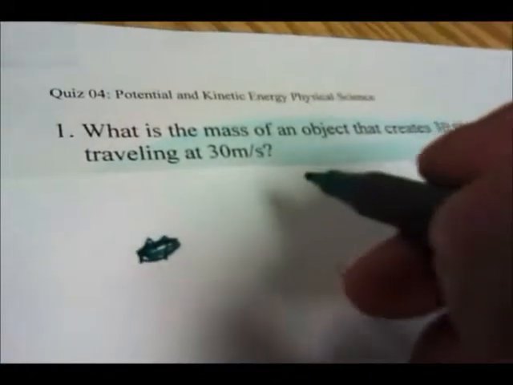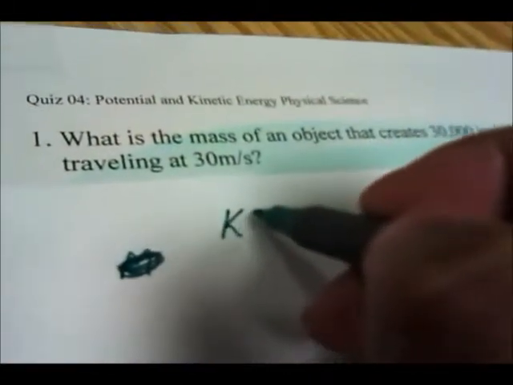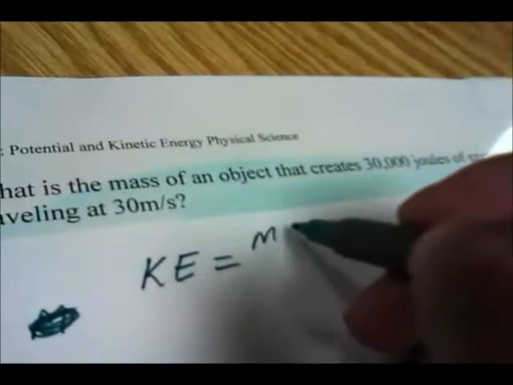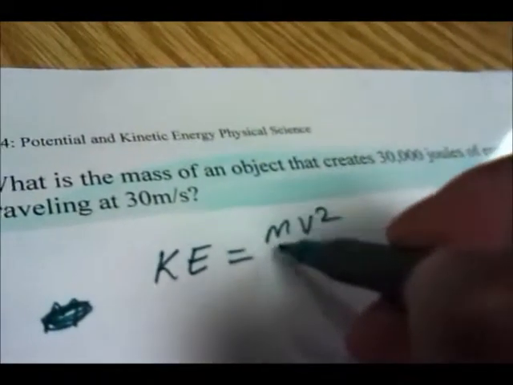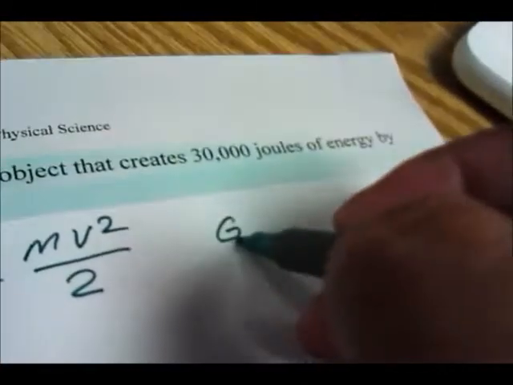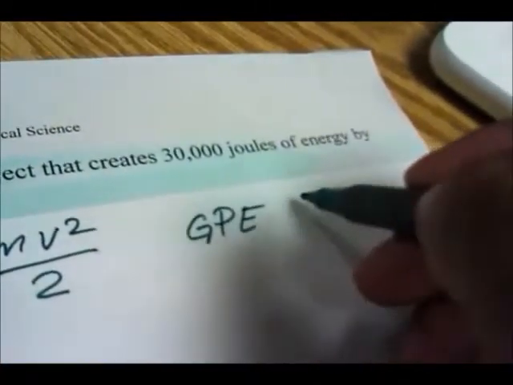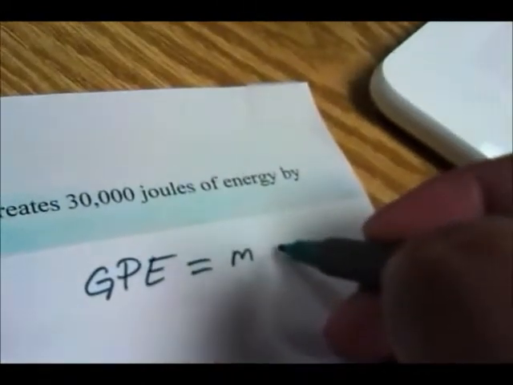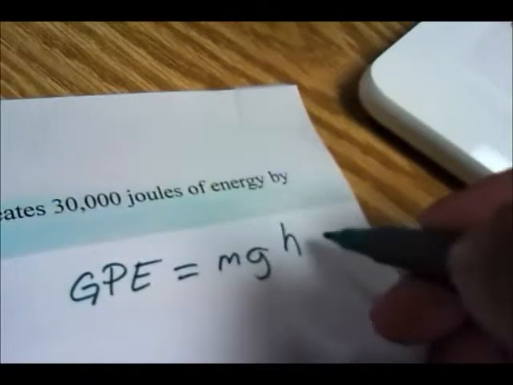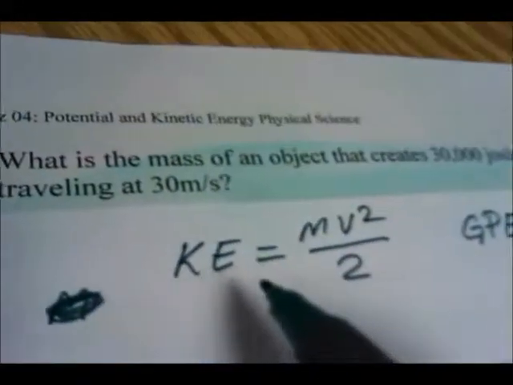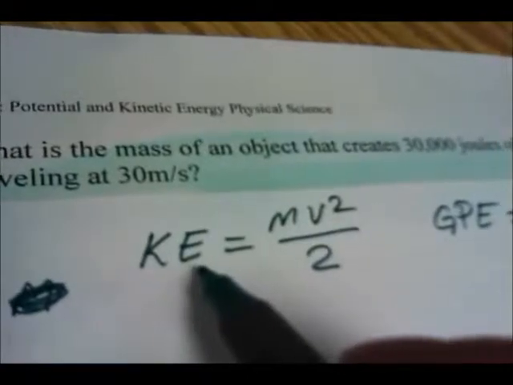The first thing we need to do is look at our equations. Our first equation is going to be KE equals mass times velocity squared divided by 2. Our second equation is going to be GPE equals mass times gravity times height. So this is gravitational potential energy, and this one is kinetic energy.